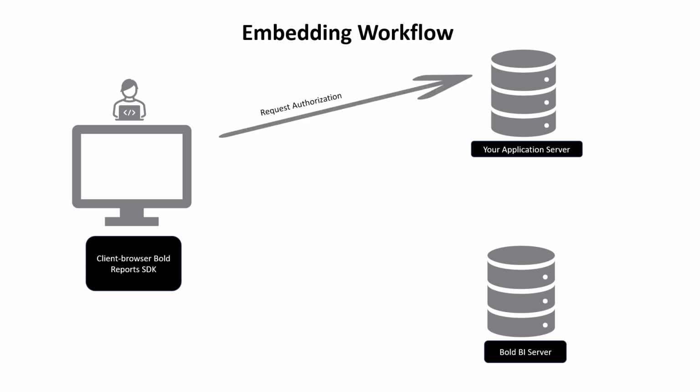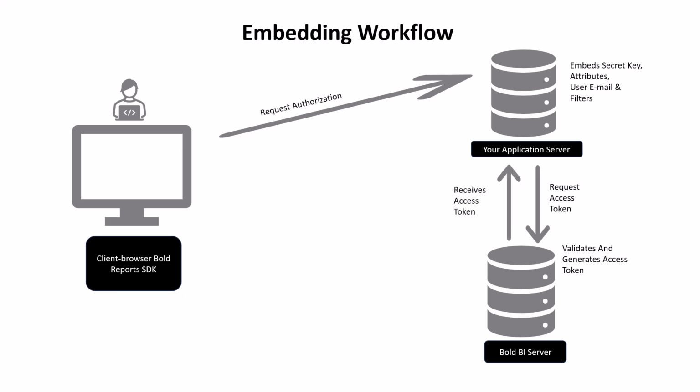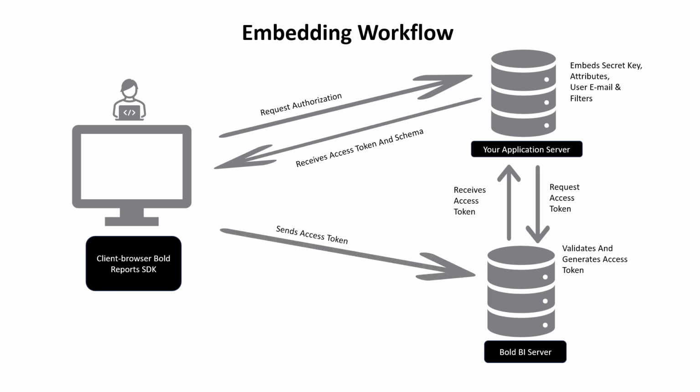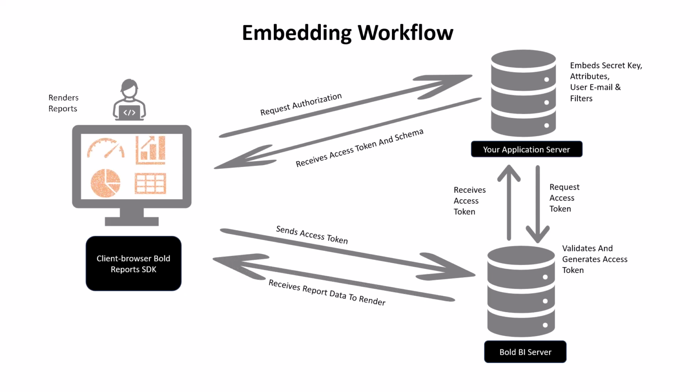First, the client browser sends the request to the SDK application, which includes the token generation method. This method embeds access keys, user filters, and more attributes. Then it requests an access token from the Bold BI server for them. The Bold BI server validates the attributes and generates an access token. Bold BI sends the access token to the SDK application. It sends the access token and schema to the client browser. Then it sends the access token to the Bold BI server. Finally, Bold BI validates the access token and returns the dashboard data to the client side to render a dashboard.